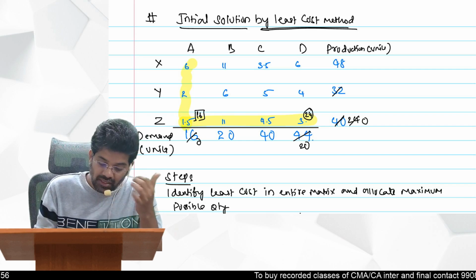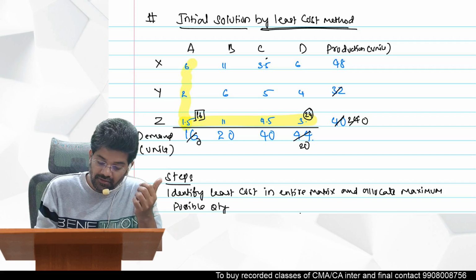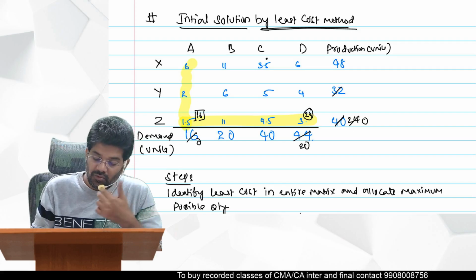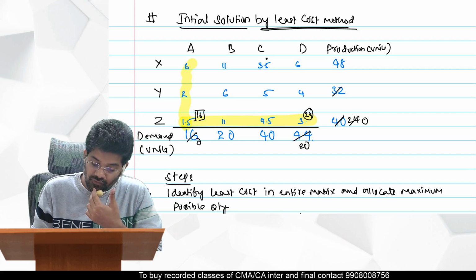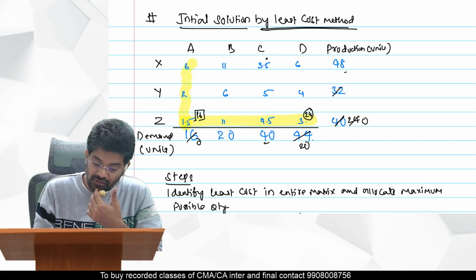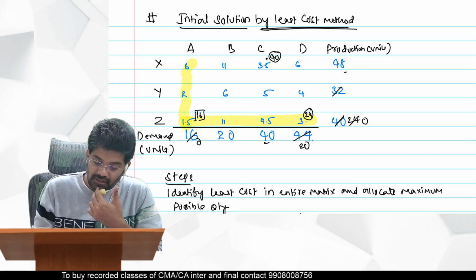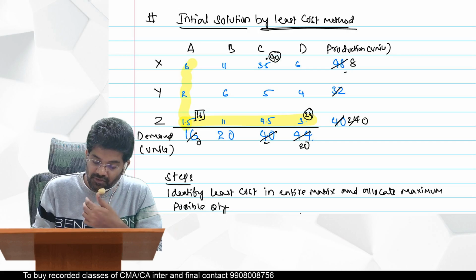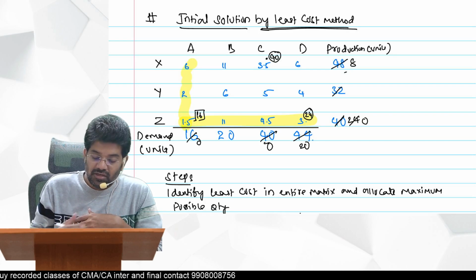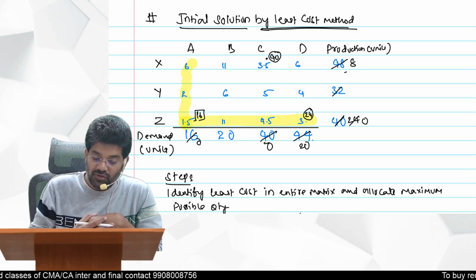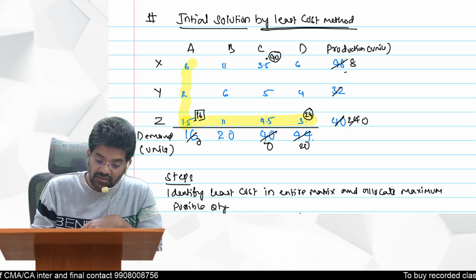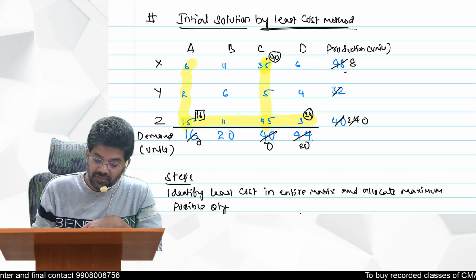Now out of the remaining, select the least again. What is the least one here? 3.5. This is the least. Here what is the quantity we can allocate? 40 or 48, whichever is lower. So only 40 I can allocate. Then this one will become 8, this one will become 0. So again warehouse C demand is fulfilled. So strike it out. Done.